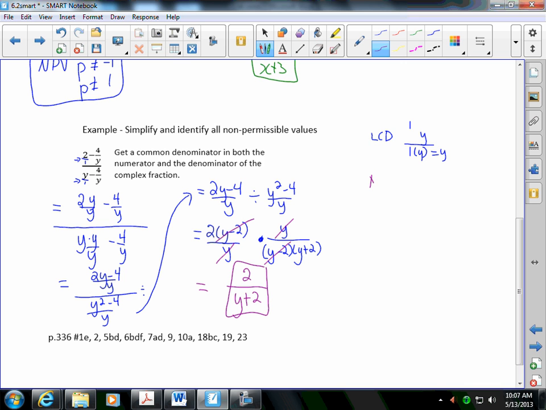My restrictions then, I go back to, before my flip I had a y and a y, so I know that y is not equal to 0. And then once I did the flip I had a y minus 2, so that means I can't equal 2, and a y plus 2 means I can't equal negative 2. So if you wanted to, you could just rewrite this as y is not equal to 0, or plus or minus 2. Either way is okay.